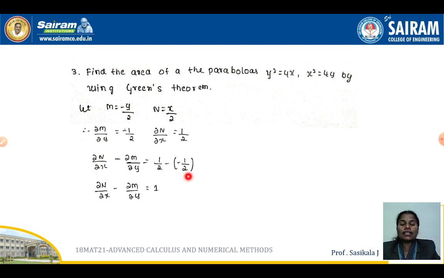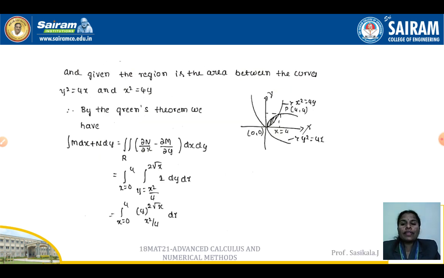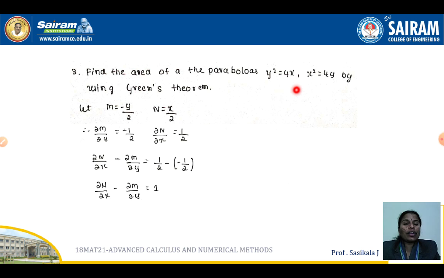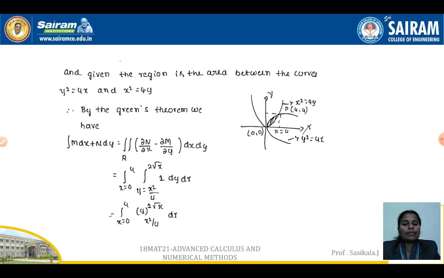That is, integration of M dx plus N dy is equal to the double integration over the region. You will get only dx and dy. So for finding the area, it is a fixed one: dou N by dou x minus dou M by dou y is equal to 1. Now, you can see the given curves y squared equal to 4x, x squared equal to 4y. Here also you have parabola curves, so you will get the point 4, 4.